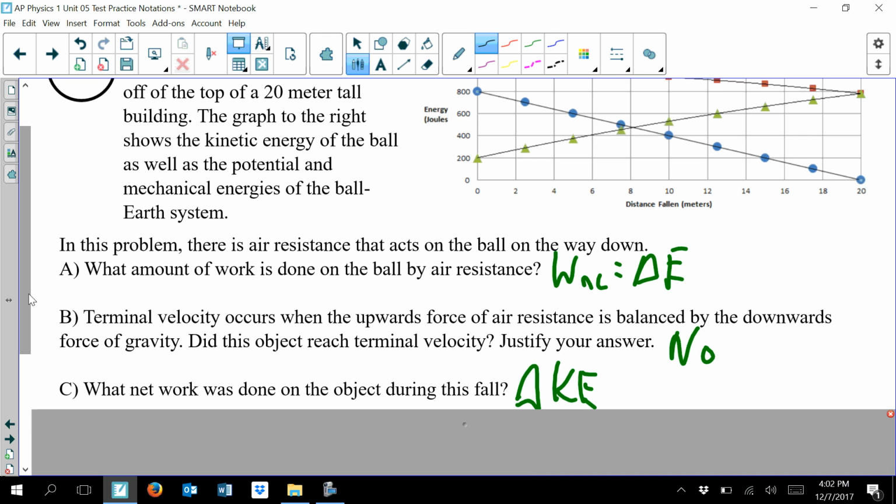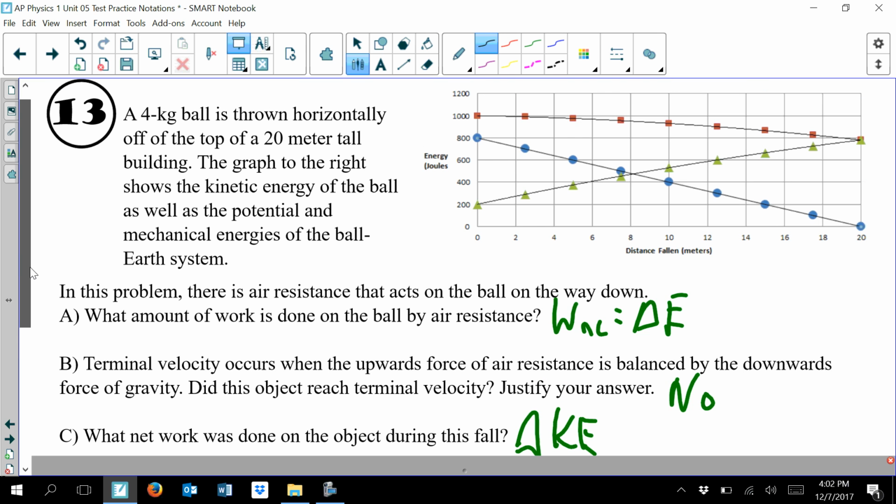Terminal velocity occurs when the upwards force of air resistance is balanced by the downwards force of gravity. When we have those balanced forces, that means we are no longer accelerating. We're no longer changing our velocity, which means that our kinetic energy also would not be changing. If you take a look at this graph, to me, it still looks like we're changing our kinetic energy. We haven't leveled that out yet.